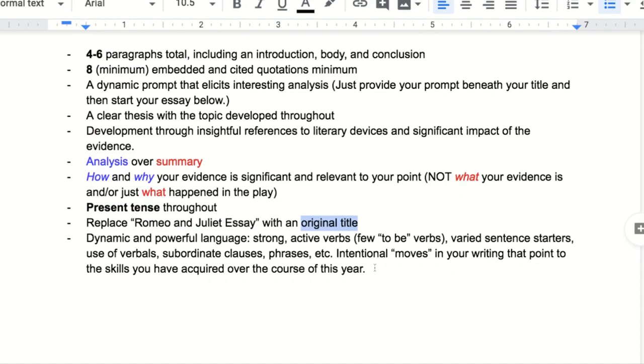And the writing style should be your best work. So think about strong active verbs, not doing a lot of is's and are's, varied sentence starters. It's really easy in an essay like this to start often with Romeo or Juliet or any character name. But I encourage you to think about verbals, subordinate clauses, phrases, intentional moves in your writing that point to the skills that you've acquired over the course of this year.